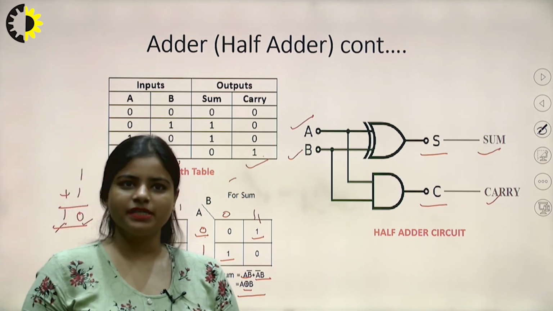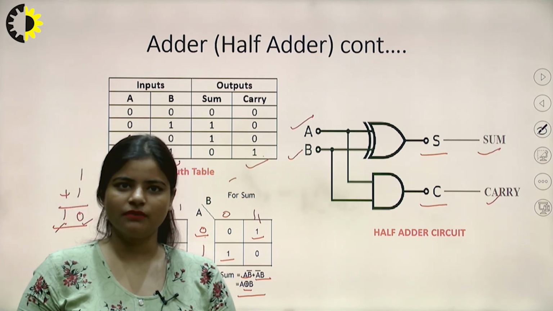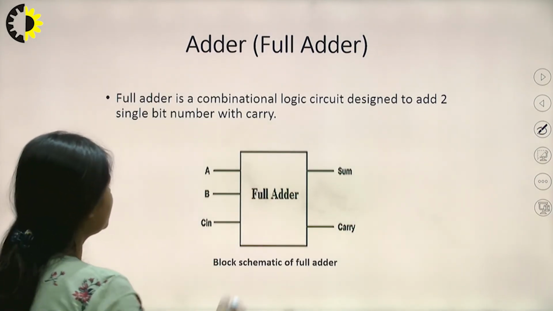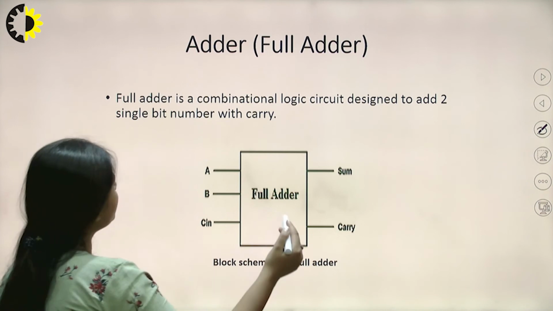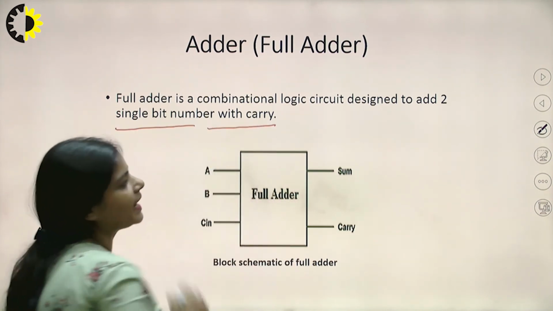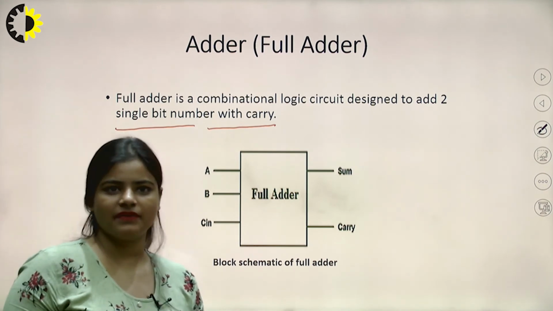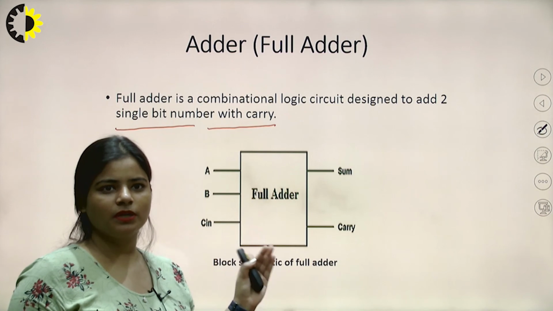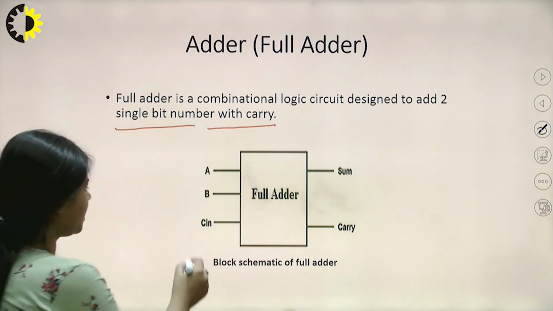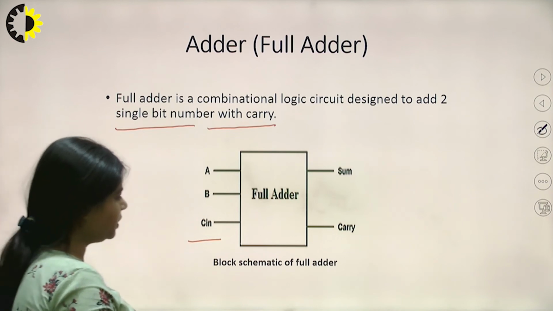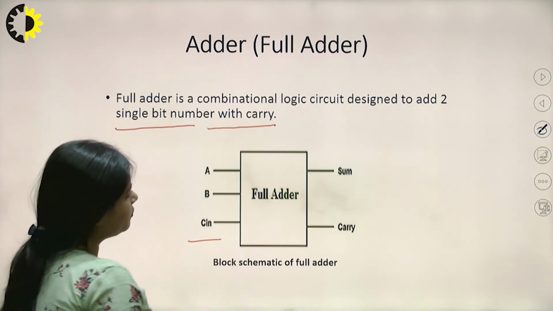So in the next PPT we are going to learn about the full adder. What is a full adder? A full adder is a combinational logic circuit designed to add two single bit numbers with carry. Only one difference we have between the full adder and the half adder: here we have two inputs, but again we have one carry bit. So this is the block diagram of the full adder.